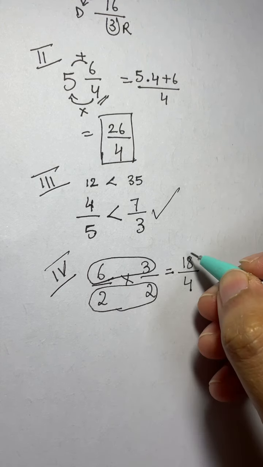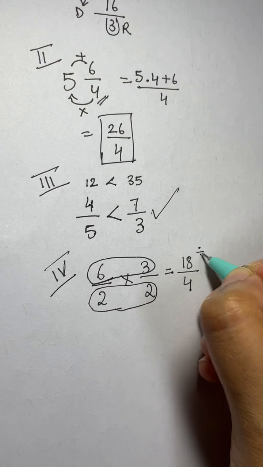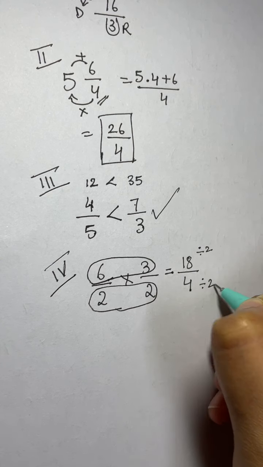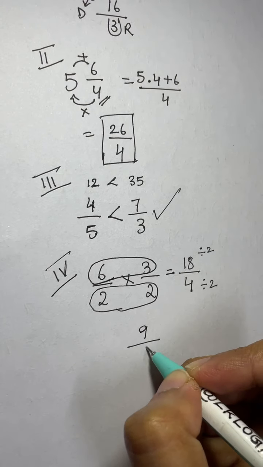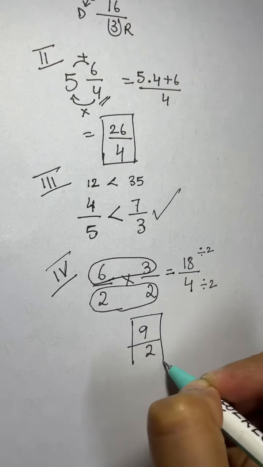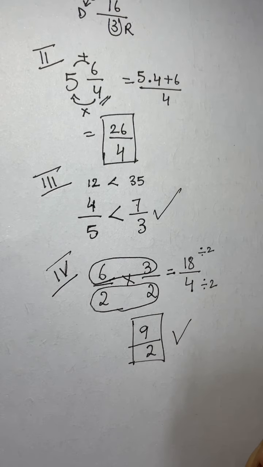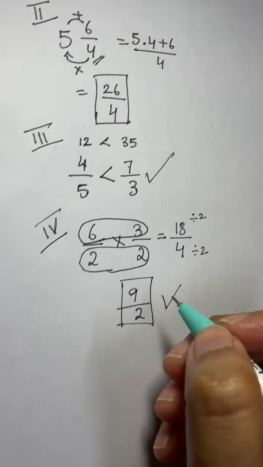Now you can even reduce this to the lowest fraction by dividing both by 2. 18 divided by 2 is 9 and 4 divided by 2 is 2. That's it. That's your answer. Done. Okay. Number 5.